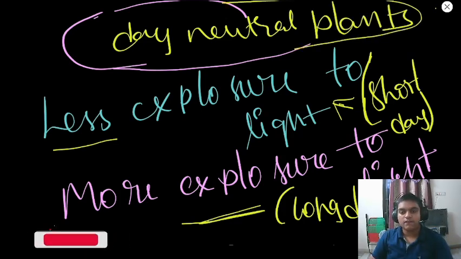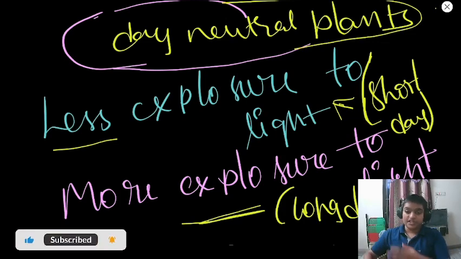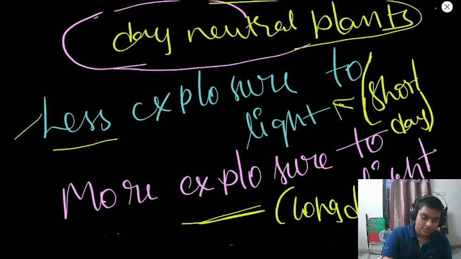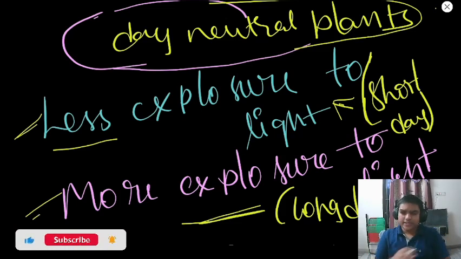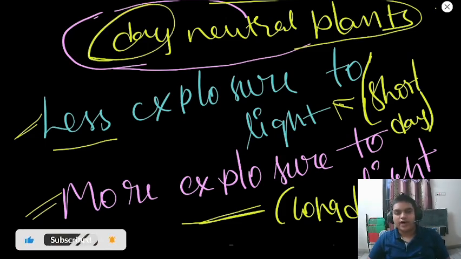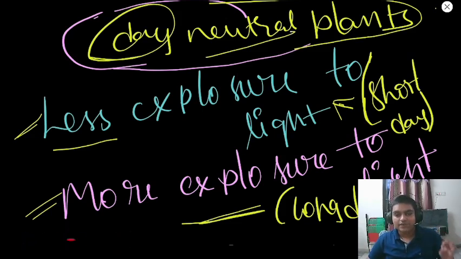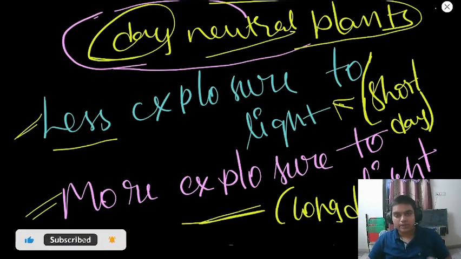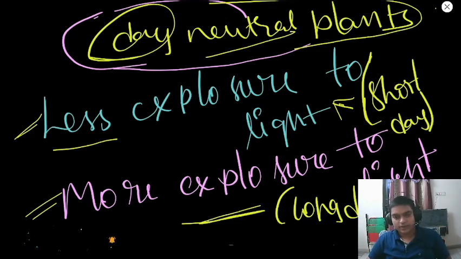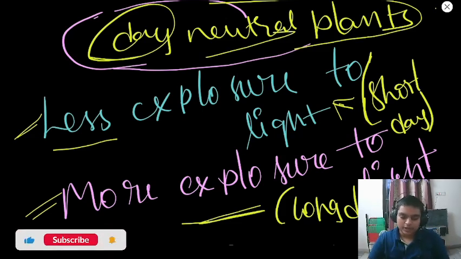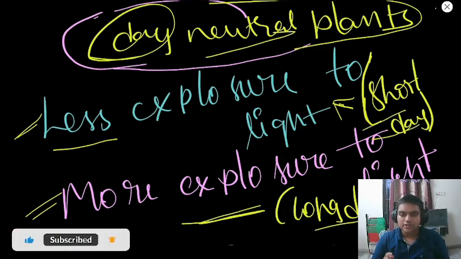Those plants can produce flowers with either less or more exposure to light. They can produce flowers at any time. So they are called day neutral plants. They do not have any effect of photoperiodism on them. But short day plants and long day plants have a photoperiodism effect on flowering.